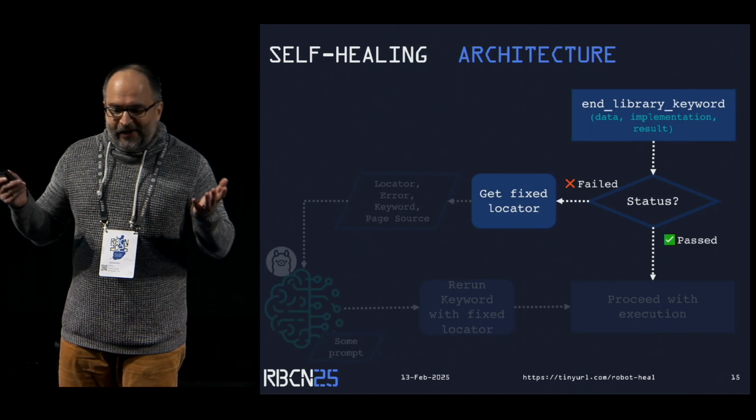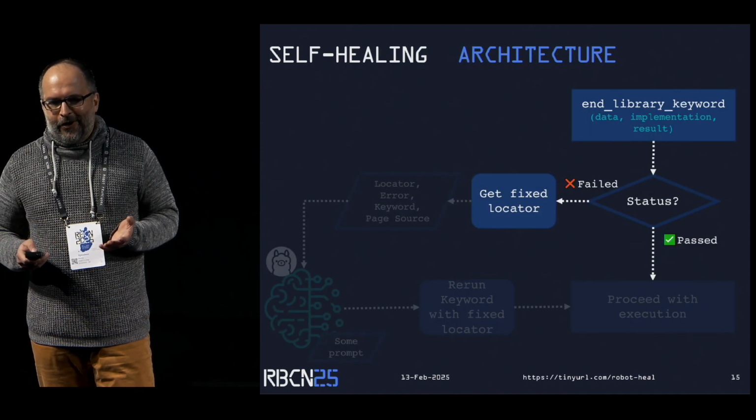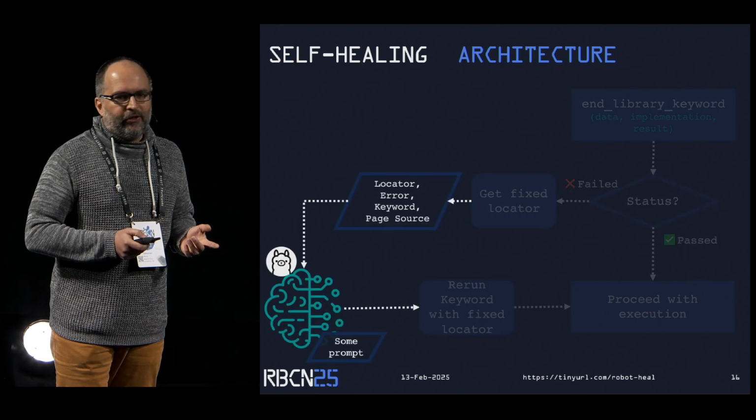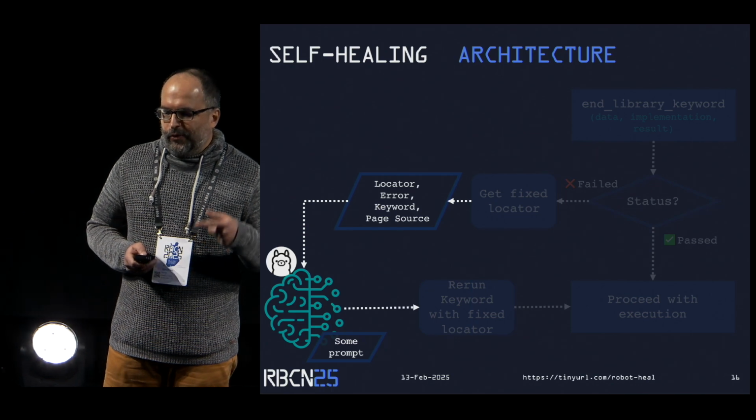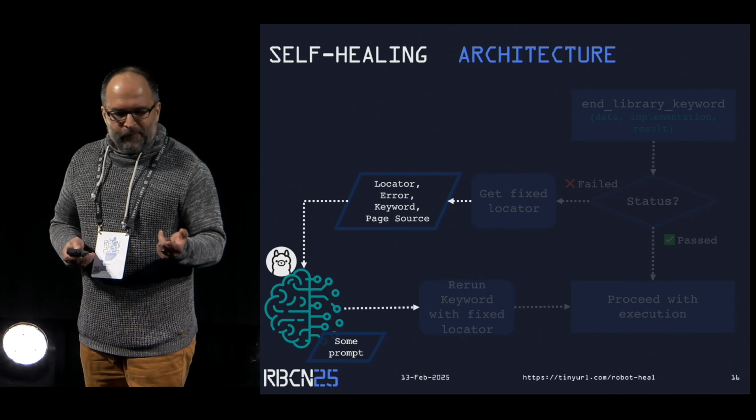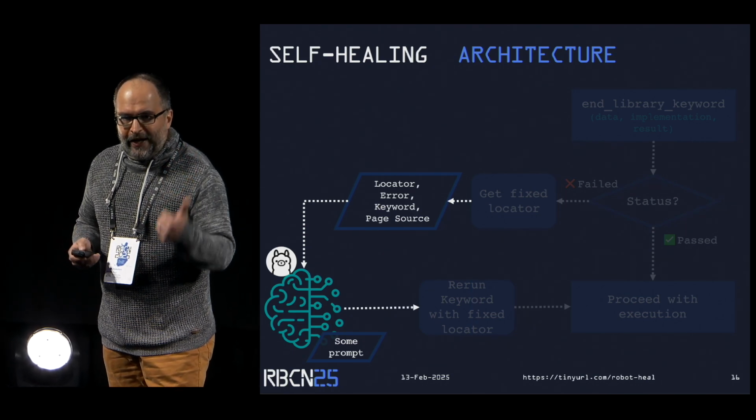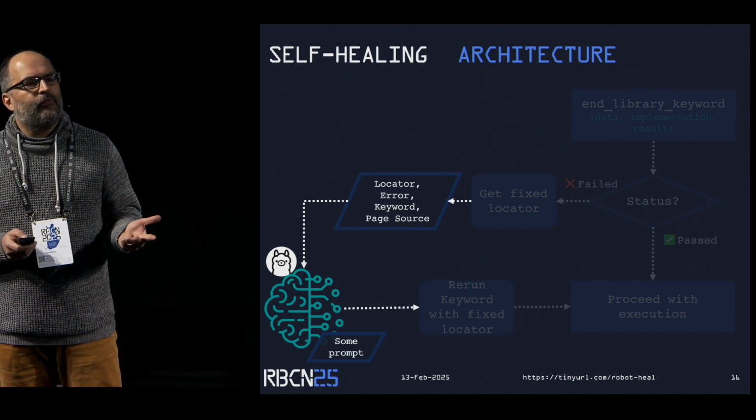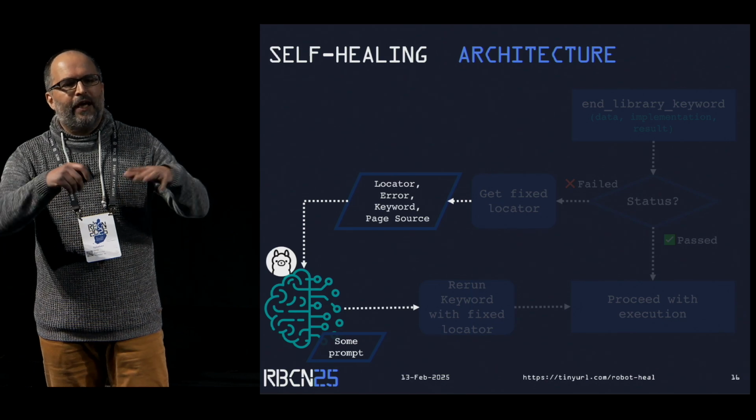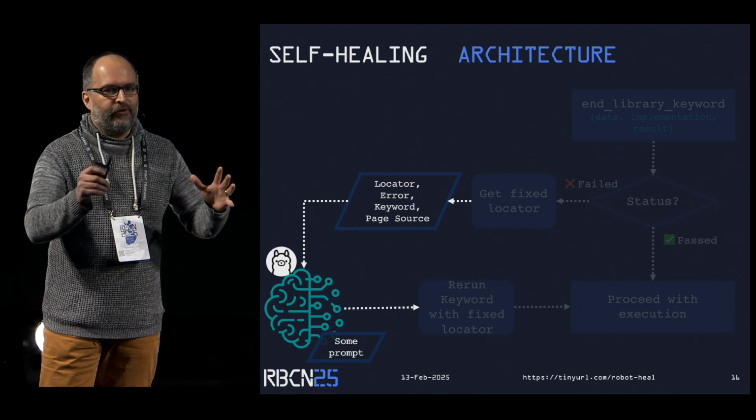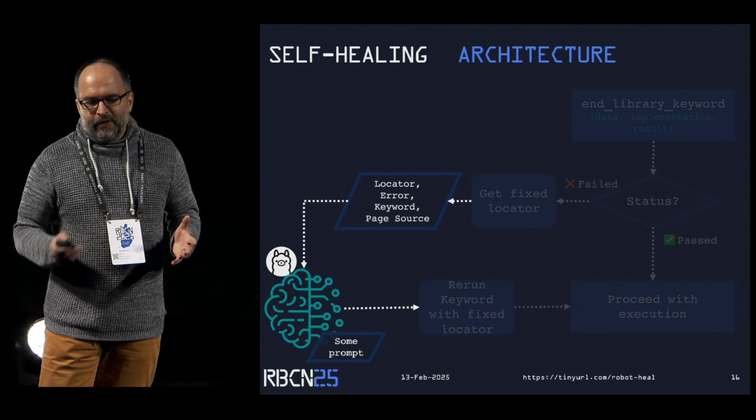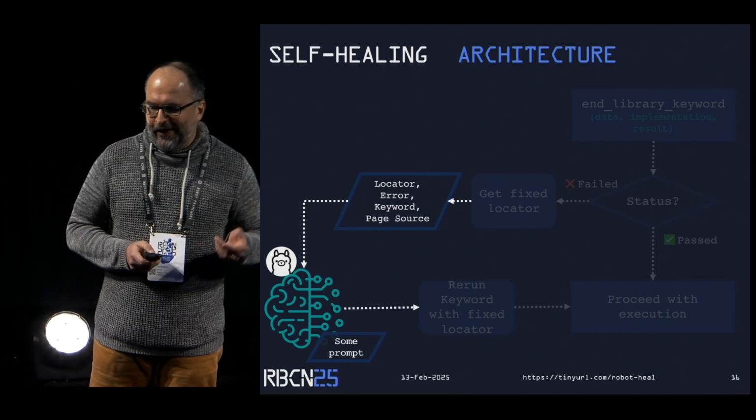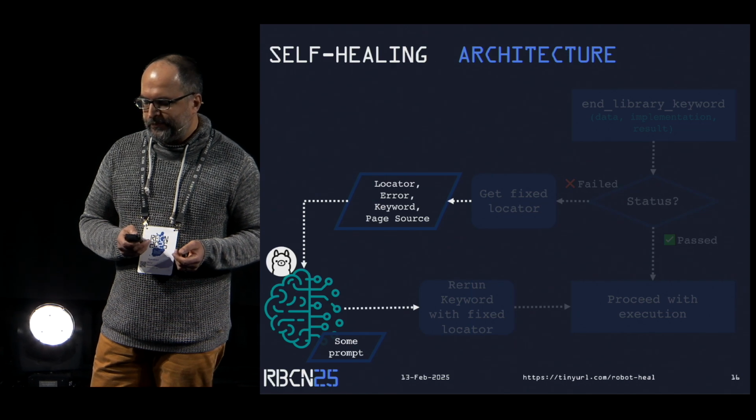But of course, that doesn't get us a fixed locator yet. We need to do a bit more to do that. And this is where the large language model comes into play. So what we're doing next is we need to collect some information, like what was the failed locator, what was the error message, what was the keyword we executed, and what is the page source. So the whole DOM tree, the whole HTML code. And we need to hand it over to a large language model and hopefully let it find the fixed locator for us.